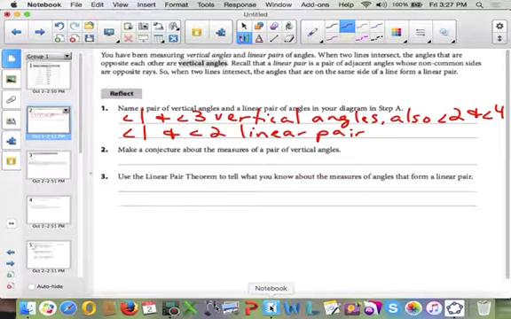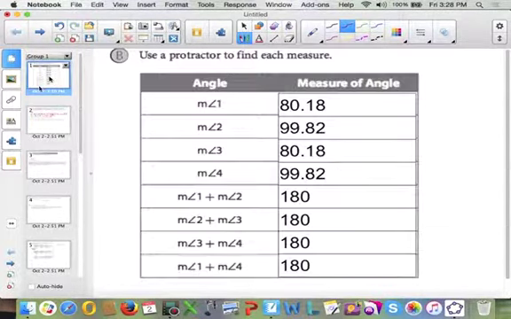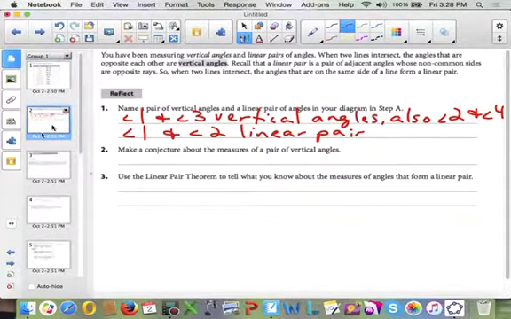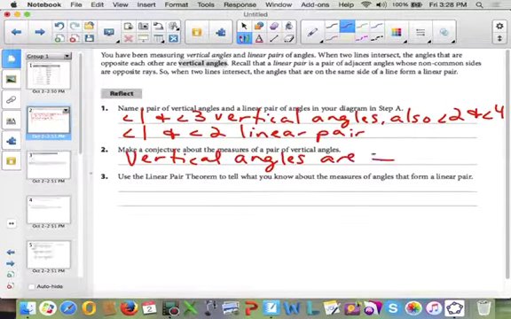In Reflect question 2, they are asking us to make a conjecture, or an educated guess, about the measures of a pair of vertical angles. So we said here that angles 1 and 3 were both 80.18 and that 2 and 4 were both 99.82. So a reasonable educated guess about vertical angles is that vertical angles are congruent. And that is actually true, and we will prove that momentarily.